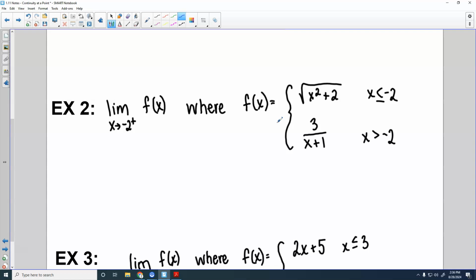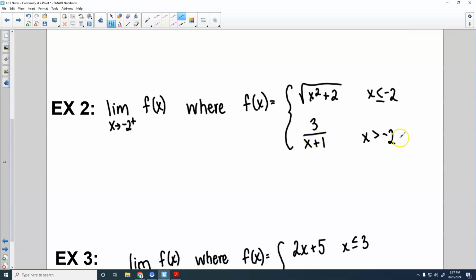And I will do the same on quizzes and tests for you guys. I'm not going to try to trick you up by making that backwards. So if I'm looking for the limit as x approaches -2 from the right of f of x, then -2 is my cutoff point between these two. And I'm approaching from the right. So which function should I use, the top or the bottom? It's going to be the bottom.